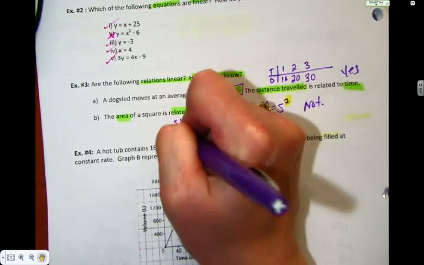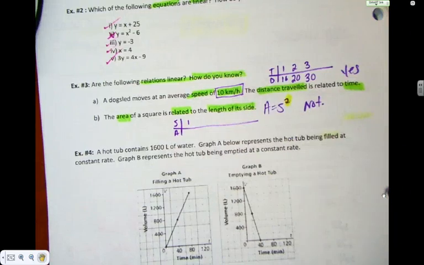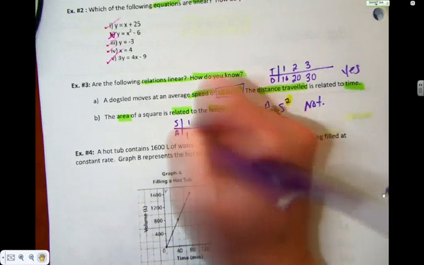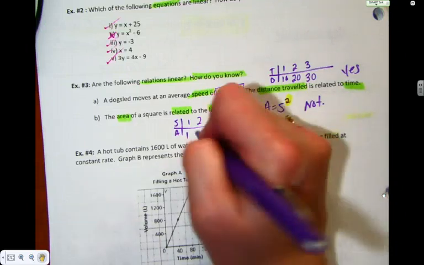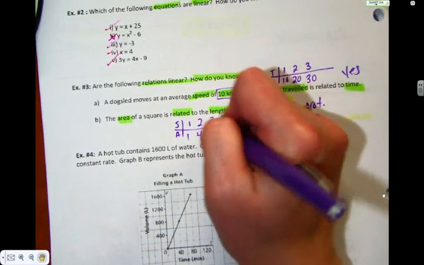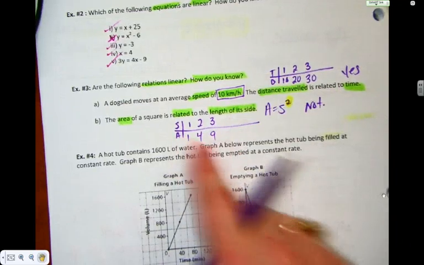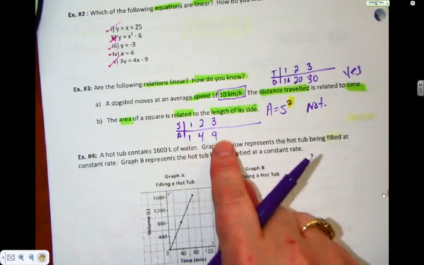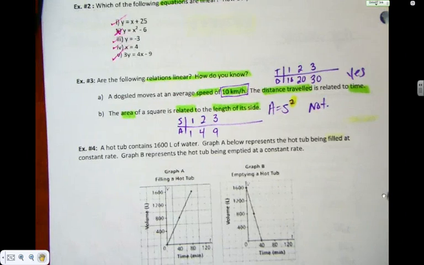So we would have had the side length and the area. Side length of 1, what would the area be? Well, 1 times 1 is 1. Side length of 2, area would have been 4. Side length of 3, area would have been 9. Well, what's happening here? Plus 3, plus 5, is that constant change? No. So you can think in terms of the equation, you can think in terms of table of values, you can think in terms of graph, however your brain's going to work. You're looking for constant rate of change or no exponents greater than 1.